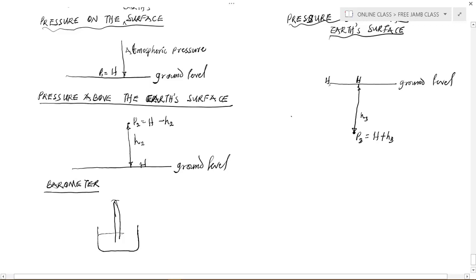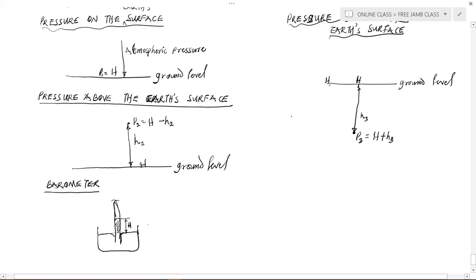So this is the level outside. Ordinarily, the first thing it will do is to rise. Later, it will drop. So later, we have the height here. That height that you have is a measure of atmospheric pressure. The H you get here is a measure of atmospheric pressure. You can calculate it anytime.